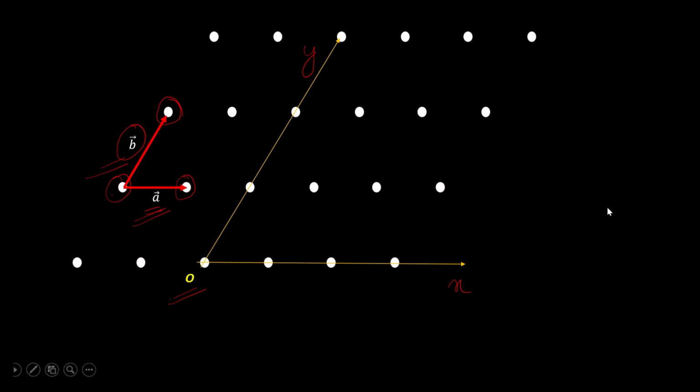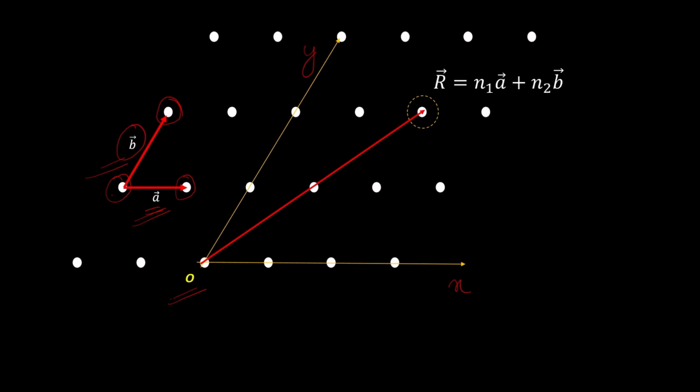Now suppose you want to know the position of one particular lattice point, let's say this circled lattice point, with respect to this origin. This position can be represented by the vector like this from the origin, and it is given by n1a plus n2b, where n1 and n2 can have any possible integer values. It can be positive, negative or 0.